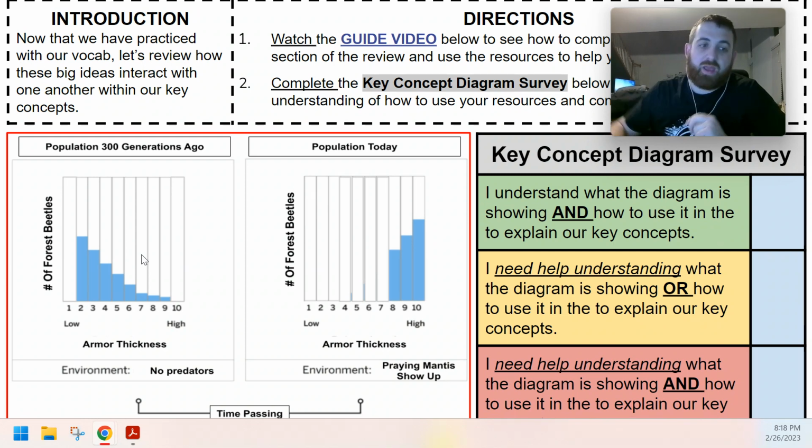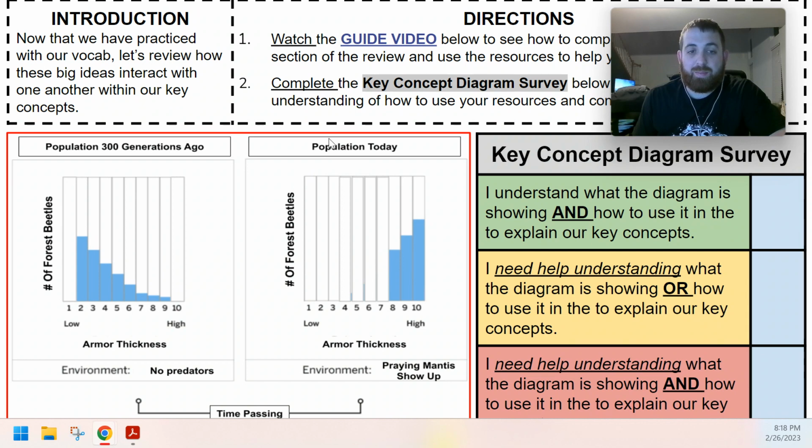So we're looking at this diagram. We have a histogram here with a population from 300 generations ago of forest beetles, and we're looking at their armor thickness 300 generations ago in an environment where they had no predators. And if you notice, we have a unique distribution here.